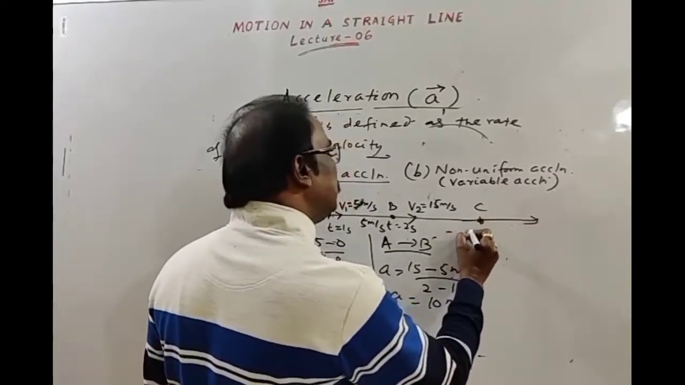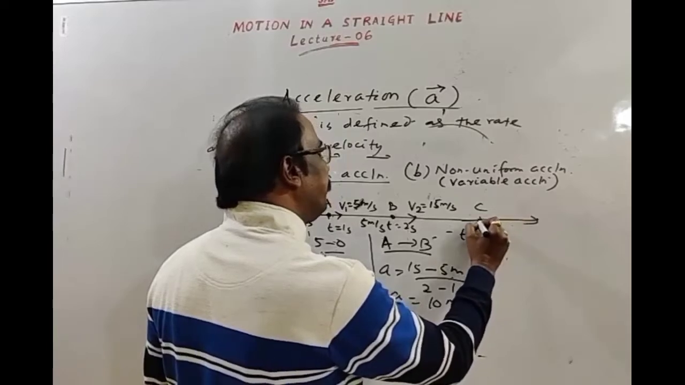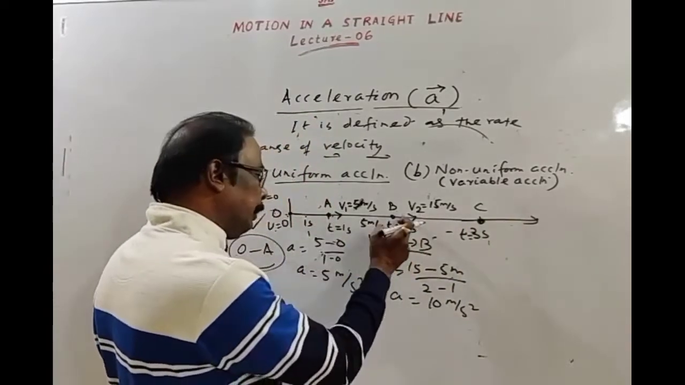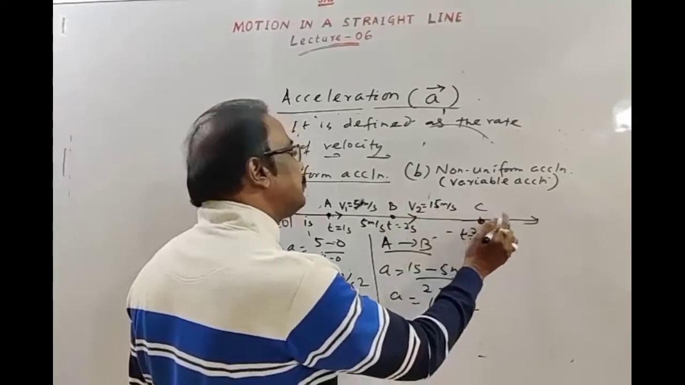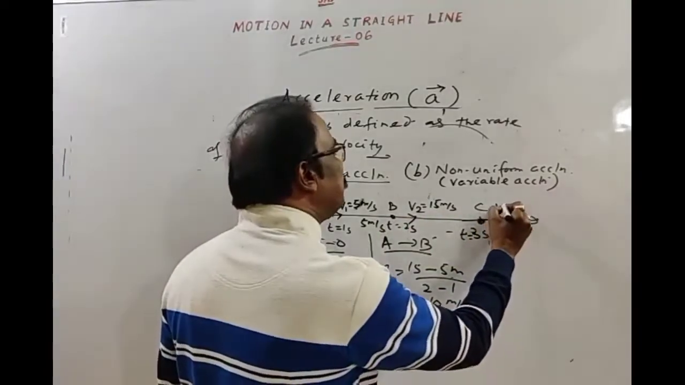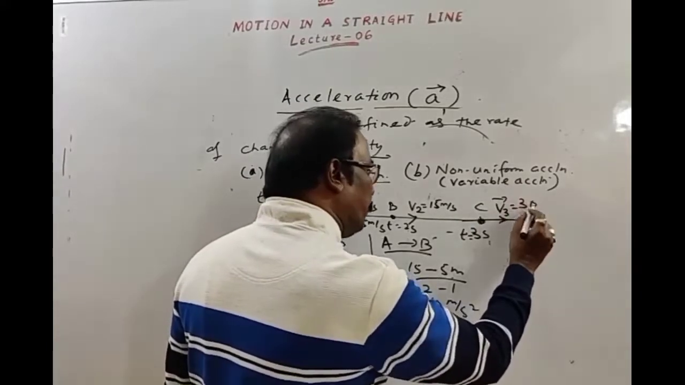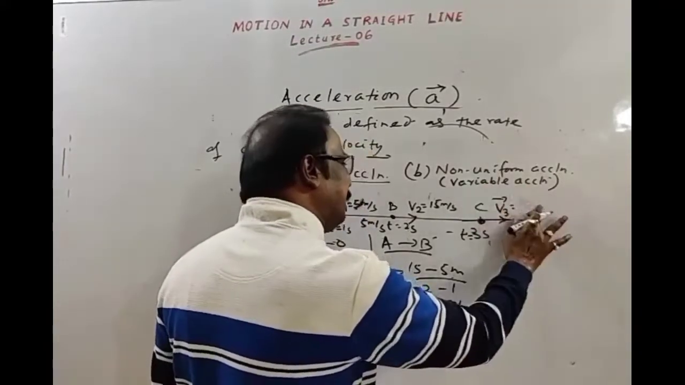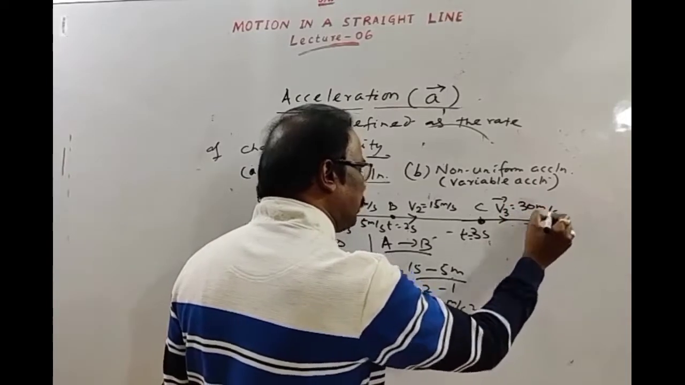Suppose at position C, time t is 3 seconds, an equal interval of time. From 1 second to 2 seconds, 1 second. From 2 seconds to 3 seconds, again the interval of time is 1 second. Let the velocity here be v3, which equals 30 meter per second. Or you may take velocity decreases, 10 meter per second, whatever you may take. This is 30 meter per second.